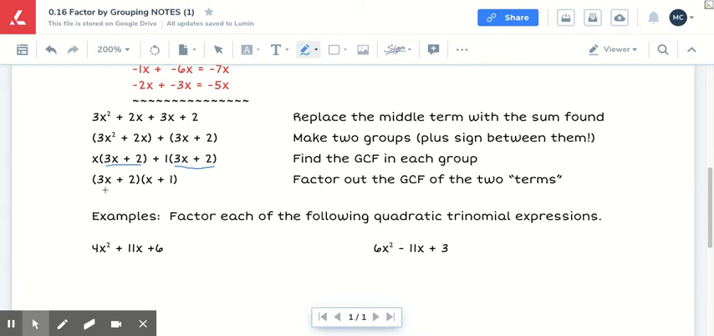So we're going to factor out that common binomial. That comes right here. That's like the greatest common factor of this thing and this thing. So the 3x plus 2 is what they have in common. When you divide each of these by 3x plus 2, you end up with x from the first one and a plus 1 from the second one. So x plus 1 is the second factor there. And this is now factored.